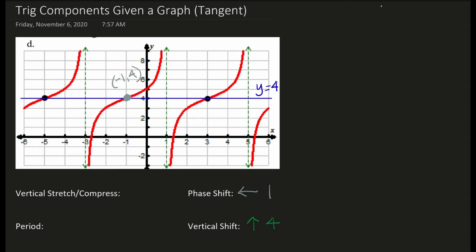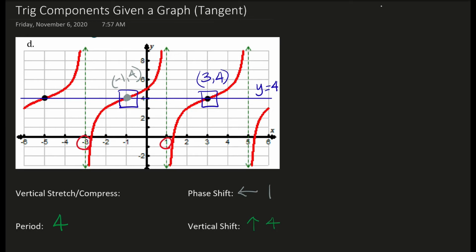The period can be found by measuring the distance from your asymptote to your asymptote. So here I have an asymptote at -3 and I have another asymptote at 1. So that means I'm going to have a period distance of 4. You could also measure from your inflection point. So here we have an inflection point at -1, 4. We have another inflection point at 3, 4. So the distance from the coordinate point -1 to 3 would be 4 units.